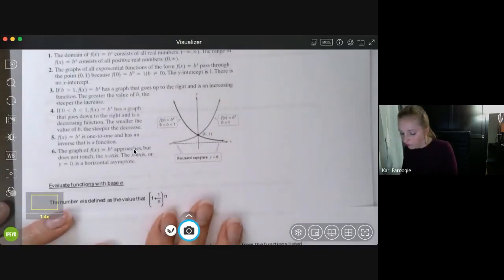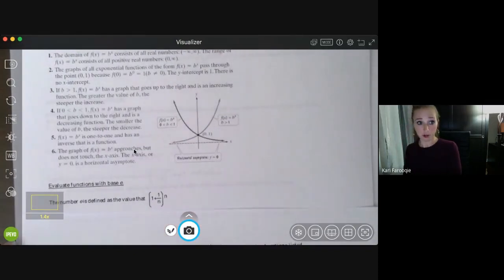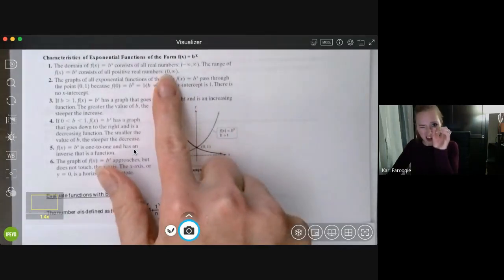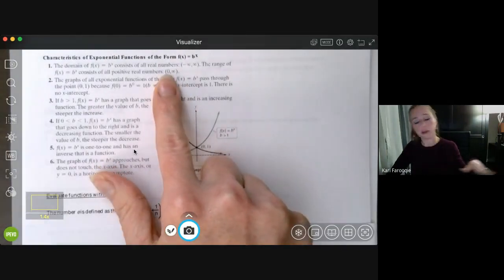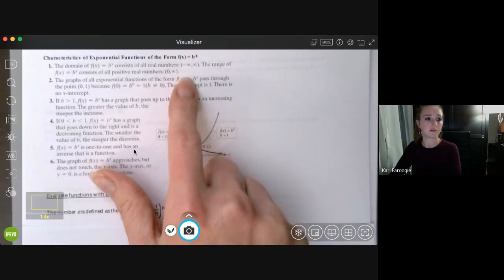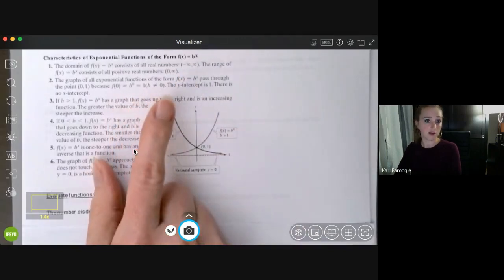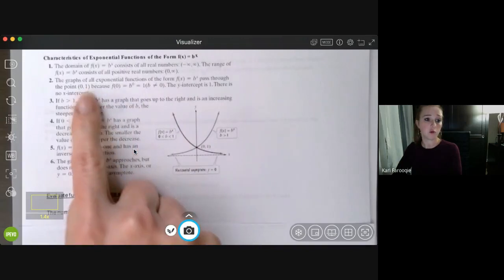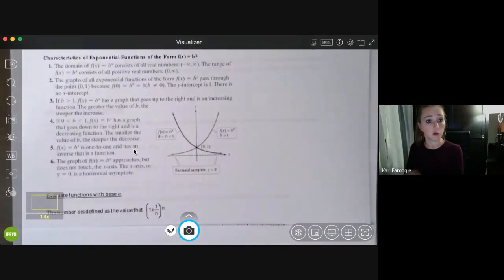The range of f of x equals b to the x consists of all positive real numbers. Now, notice that the range starts at 0, but does not include 0. So any value of y that's greater than 0 up to infinity, and this is for your base function b to the x. The graphs of all exponential functions of the form f of x equals b to the x pass through the point (0, 1). That's why I kept calling it that anchor point. It's on all of the graphs, and then if they get shifted, that point's going to move. Otherwise, that point is there regardless, because f of 0 equals b to the 0. The y-intercept is 1. There's no x-intercept. There cannot be because you have a horizontal asymptote on the x-axis.